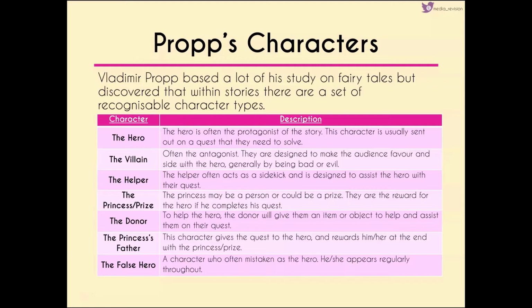To help the hero, a donor character will normally give an item or an object to help and assist with this quest. The princess's father is normally the person who gives the quest to the hero and who will reward him or her at the end. And the false hero is a character who's sometimes mistaken as the hero. They can appear regularly throughout.